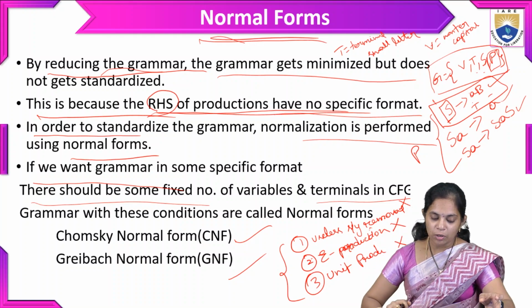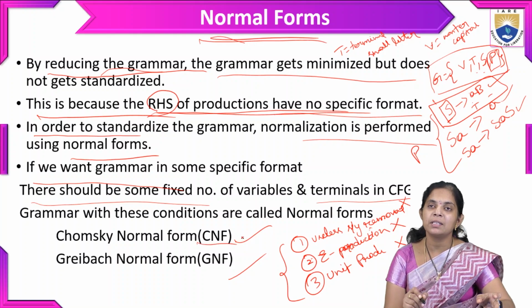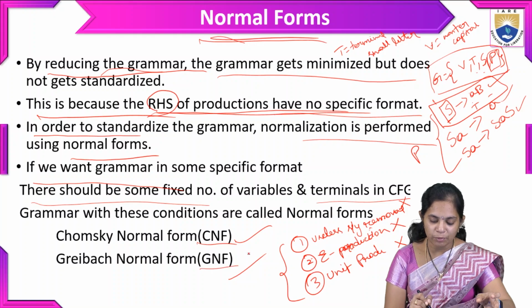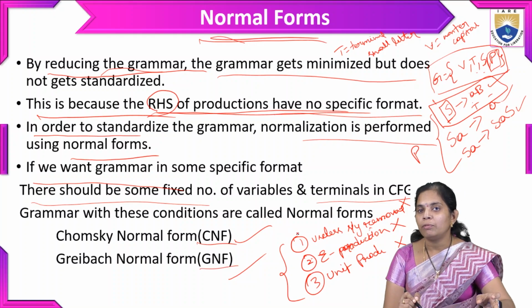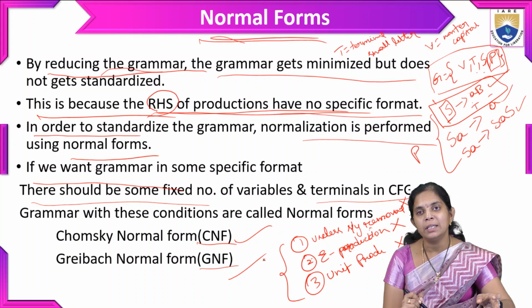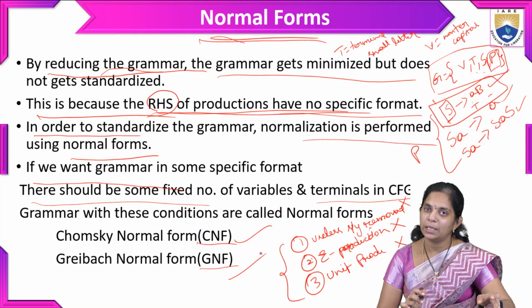Here we'll talk about the CNF. We can simplify it as CNF, Chomsky normal form, and the second one is Greibach normal form. So these are the two normal forms we use to maintain standardization or normalization in context-free grammars.